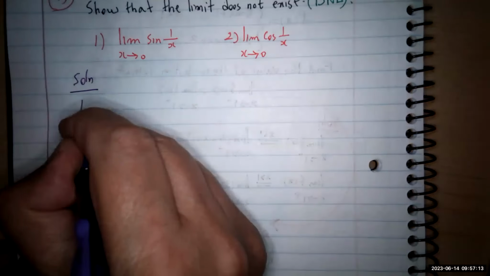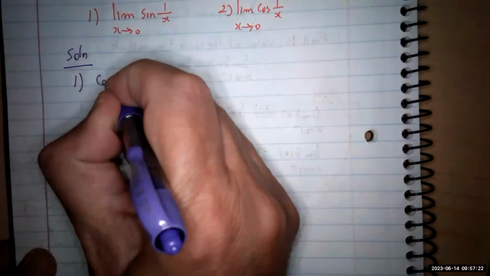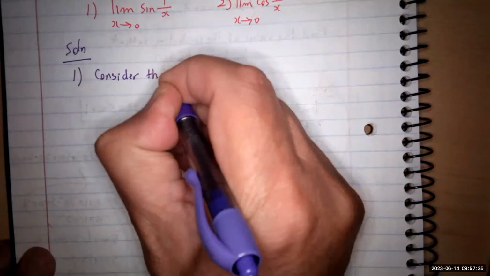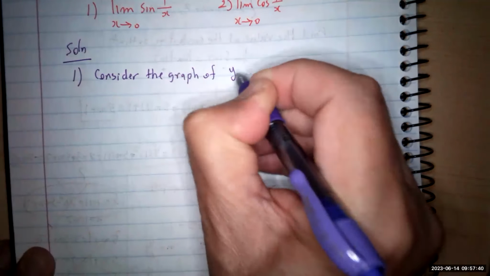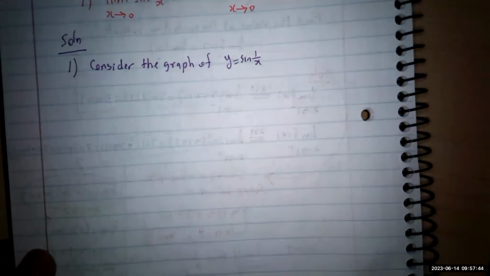The first part. If you use your calculator or graphing calculator, you can find the graph. It's a very unique problem. You are not going to see it on the test, but you have to understand it, because the next problem would be related to this one. Consider the graph of y equal to sine of 1 over x. You need a calculator to do it.